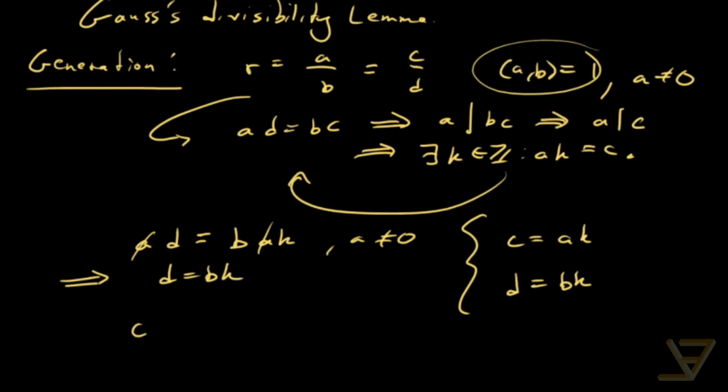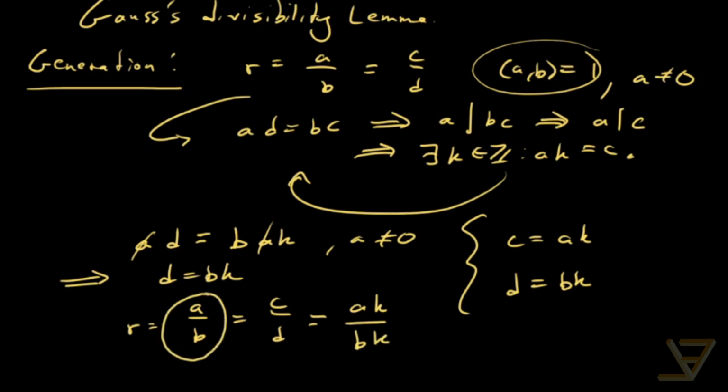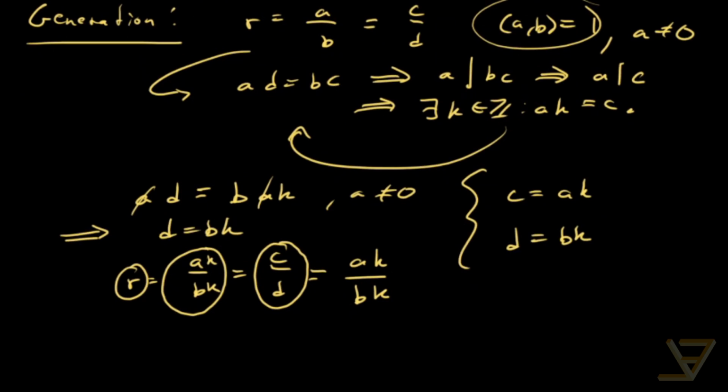So R is equal to A over B, which is equal to C over D, and that means this is just Ak over Bk. It means that the unique reduced form generates all other forms in which R can be represented by just multiplying the top by k and the bottom by k for some non-zero integer k.